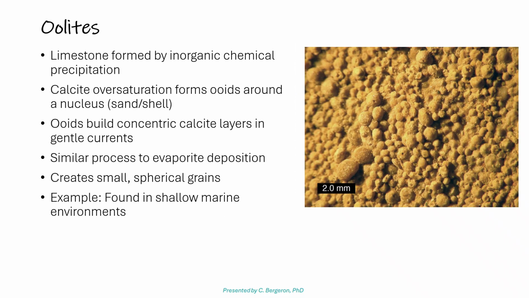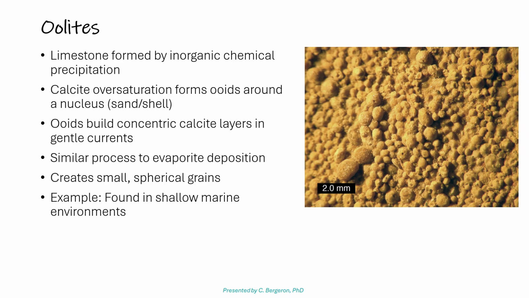Oolites are really interesting. They're a type of limestone, and a lot of limestone comes from the precipitation or accumulation of organic calcite, but oolites form through an inorganic process, very similar to evaporite deposition. So you have precipitation out of water. When water becomes oversaturated with calcite, the mineral precipitates out, and it typically will precipitate around a nucleus. It needs a surface to precipitate on, and typically that surface will be a sand grain or a shell fragment or something small.